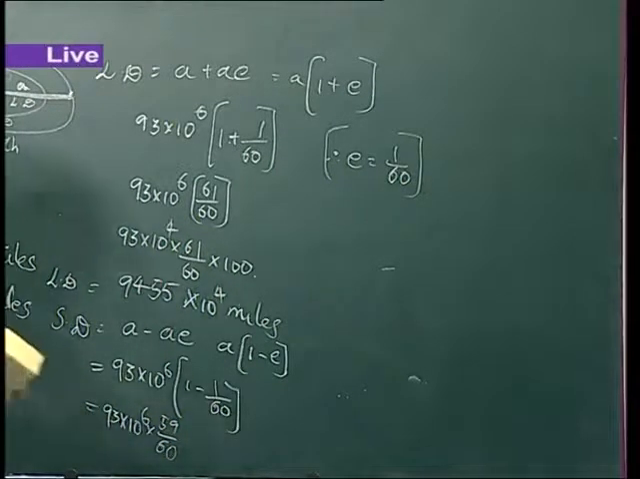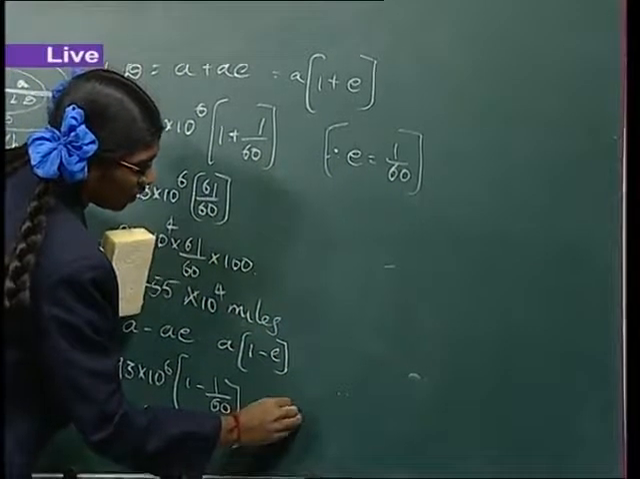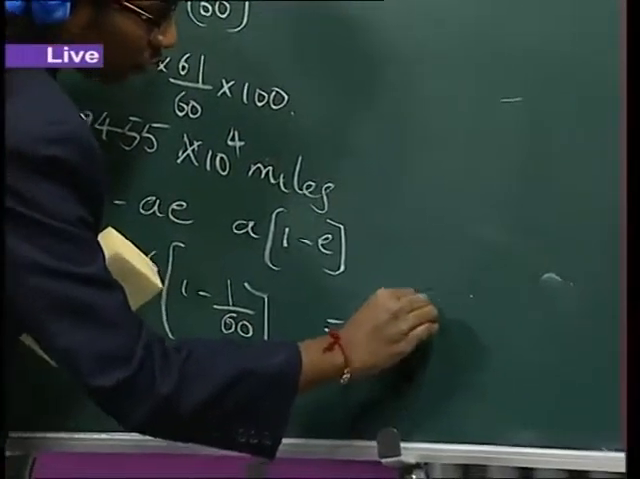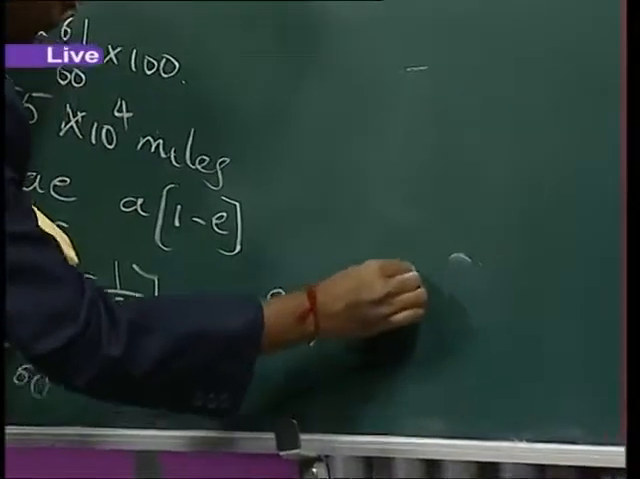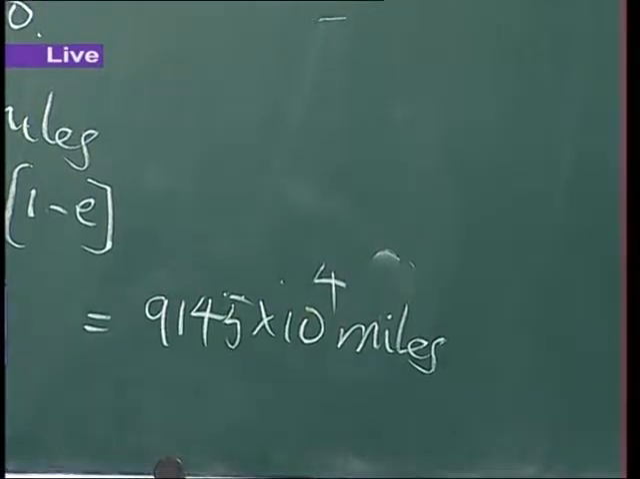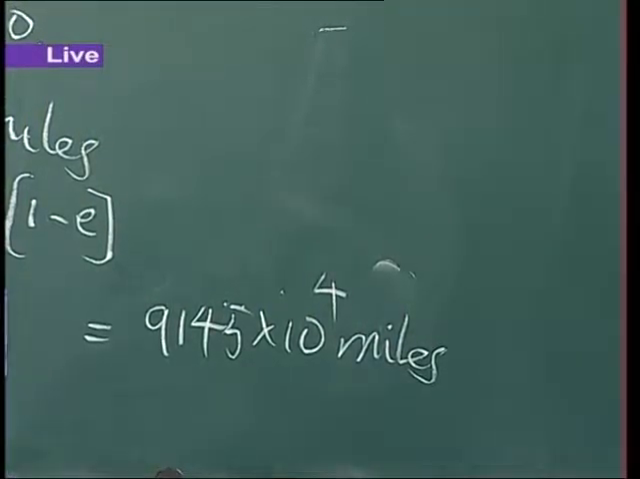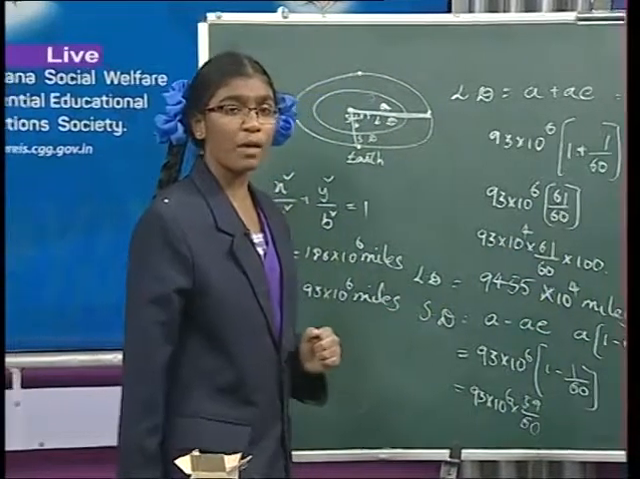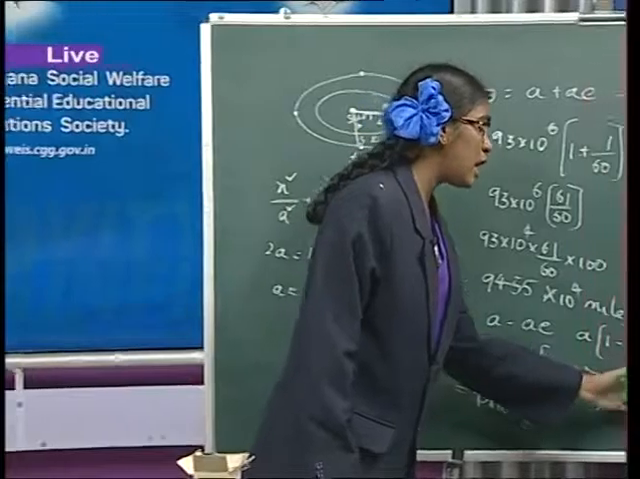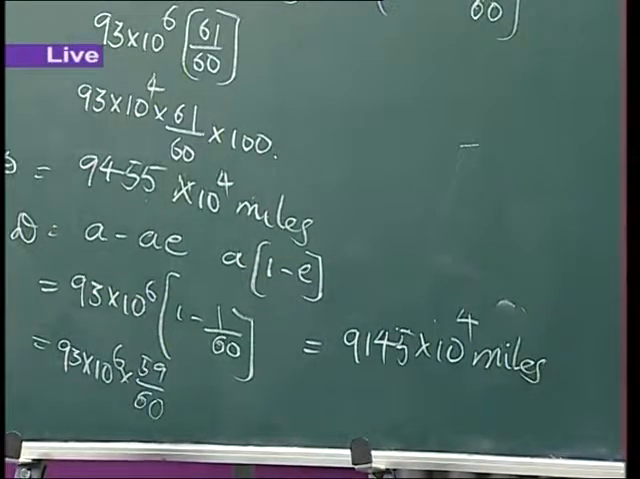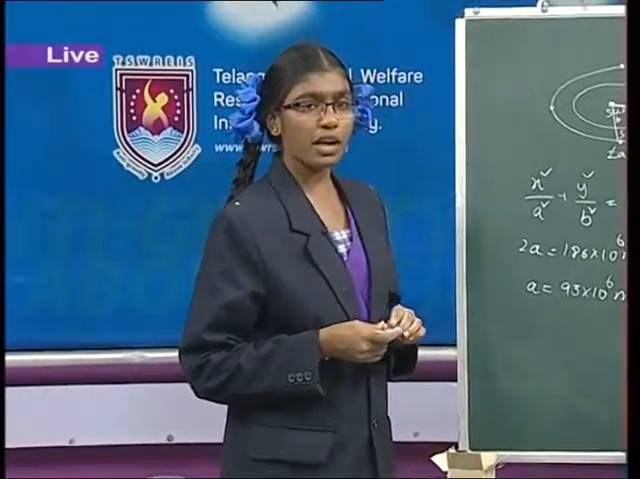Okay, by doing this problem, we get the value 9145 into 10 to the power of 4 miles. Okay, friends, here we get the shortest distance and longest distance. The longest distance is 9455 into 10 to the power of 4 miles, and the shortest distance is 9145 into 10 to the power of 4 miles. We get the values of longest and shortest distance. Are you clear about this, friends?